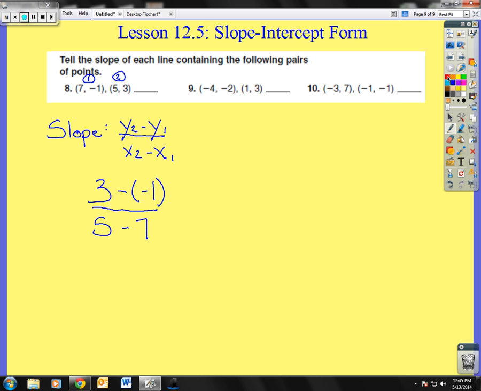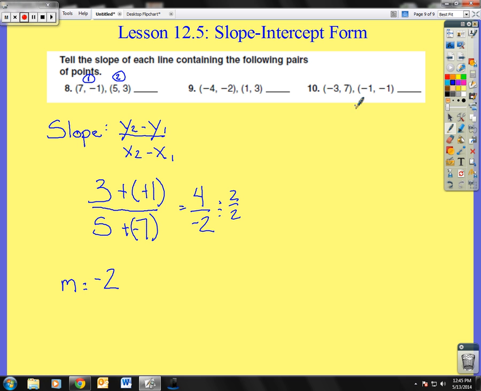I see I'm subtracting integers, so I can do keep, change, change. 3 plus 1 is 4. I can do the same thing here. Keep, change, change. That would end up giving me negative 2. I now see that I have a slope of 4 over negative 2. Now I can divide both by 2, so that means the slope would be negative 2. So m would equal negative 2.